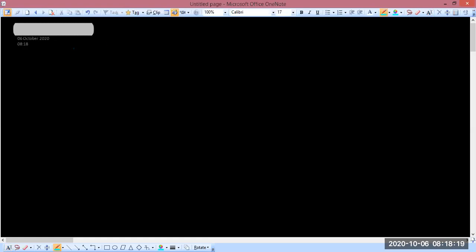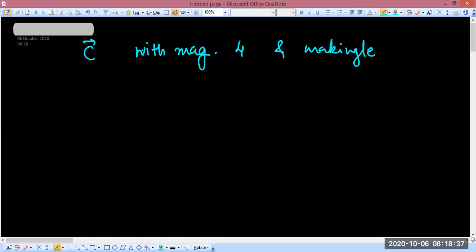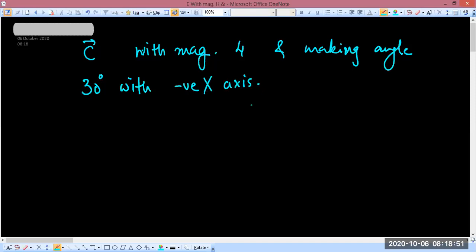See, sometimes it's possible that we don't know where the vector is. It's not making angle with positive x-axis. Let's try this. Suppose there is a vector C, right, with magnitude, let's say 4, and making angle 30 degree with negative x axis. All right, so this is interesting. See, this question is different, right? Instead of angle with positive x-axis, this is making an angle 30 degree with negative x-axis, right?